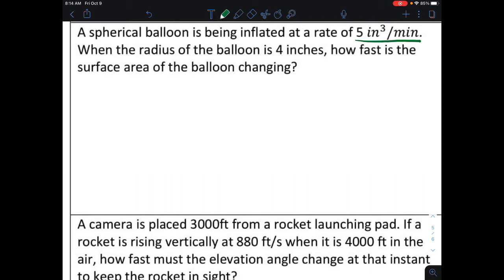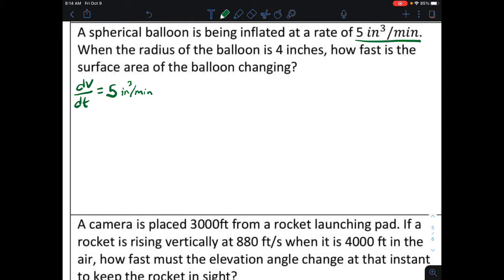That is a rate, so I need to label that. Now, inches cubed, that's third dimension, that's volume. So we can label this as dV over dt is equal to, now if we're inflating the balloon, the volume is getting larger, so this rate is going to be positive, so positive 5 inches cubed per minute.